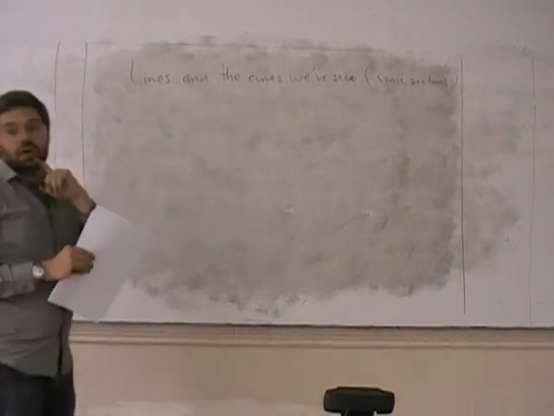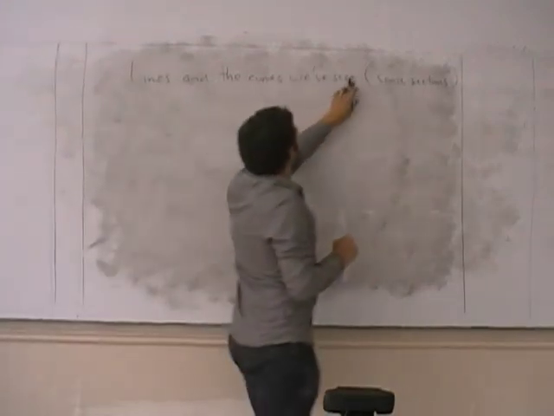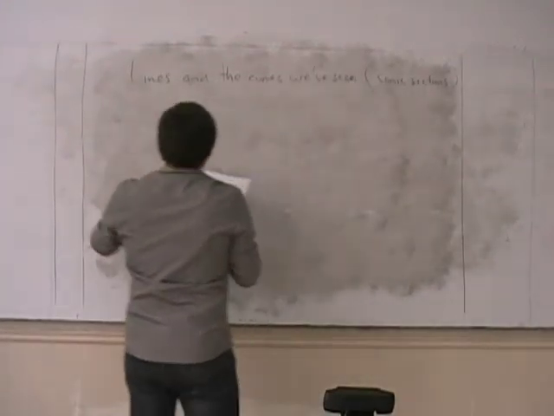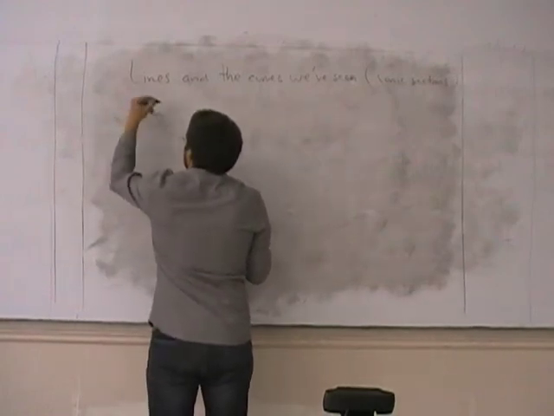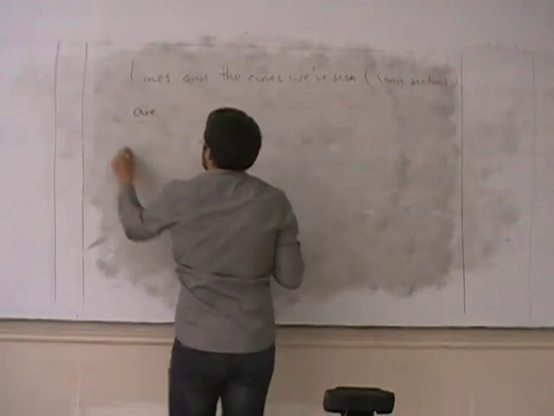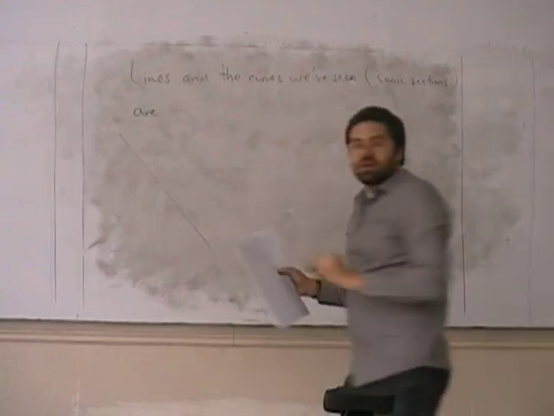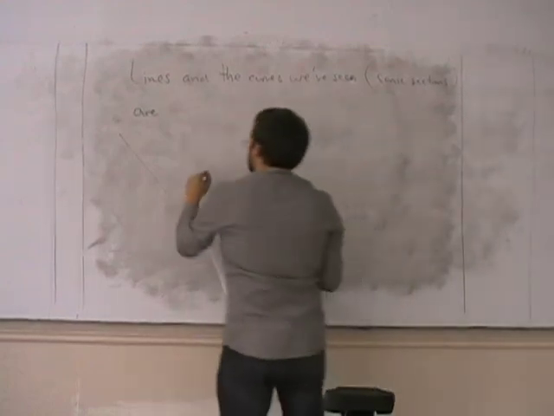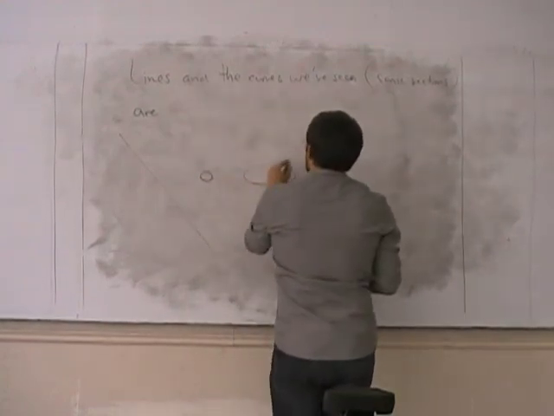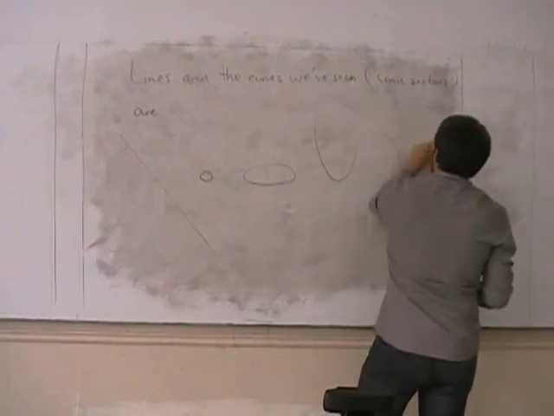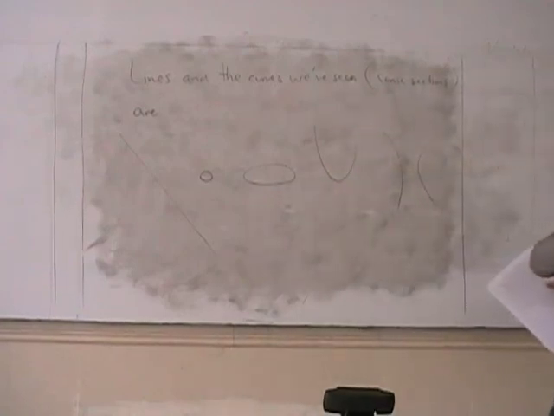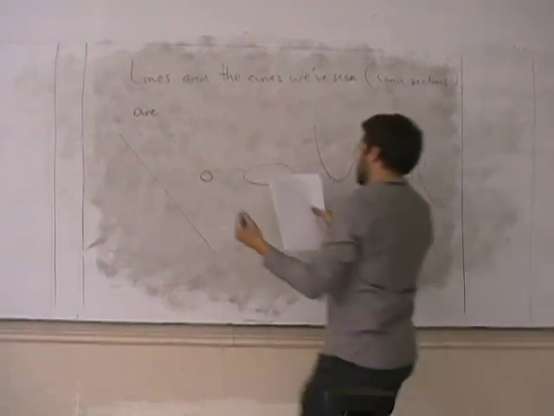Are they closed subsets of R2? Are they open subsets of R2? Are they neither? Are they both? So what do you think? Is a line open or closed? A circle? Ellipse? Parabola? Pergola? What do you think? I think it's closed.